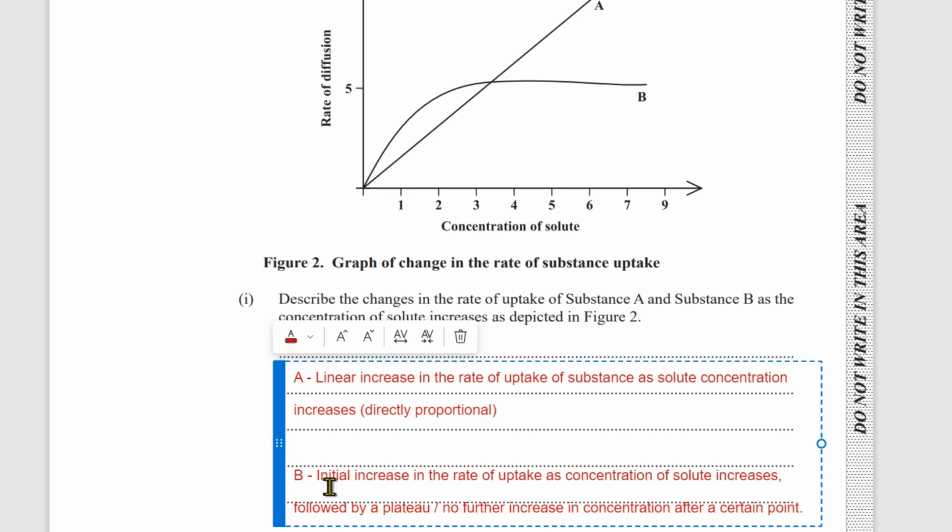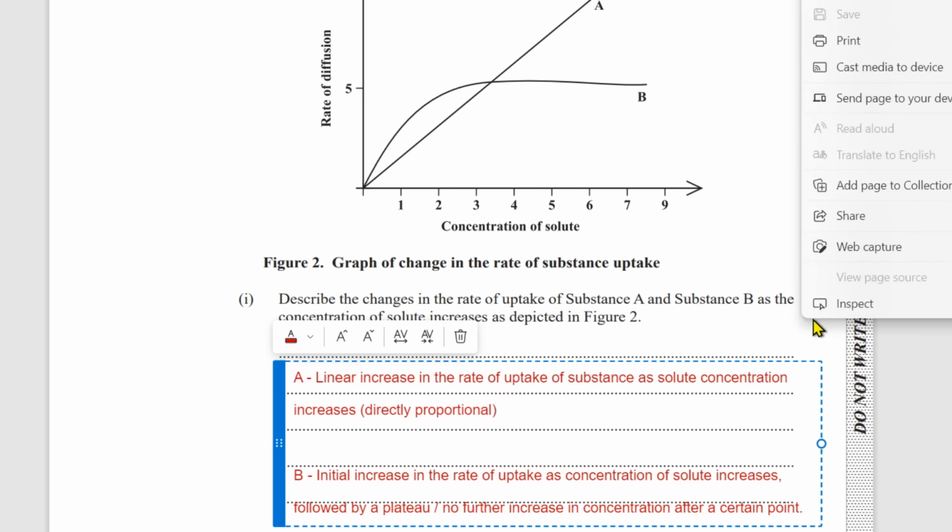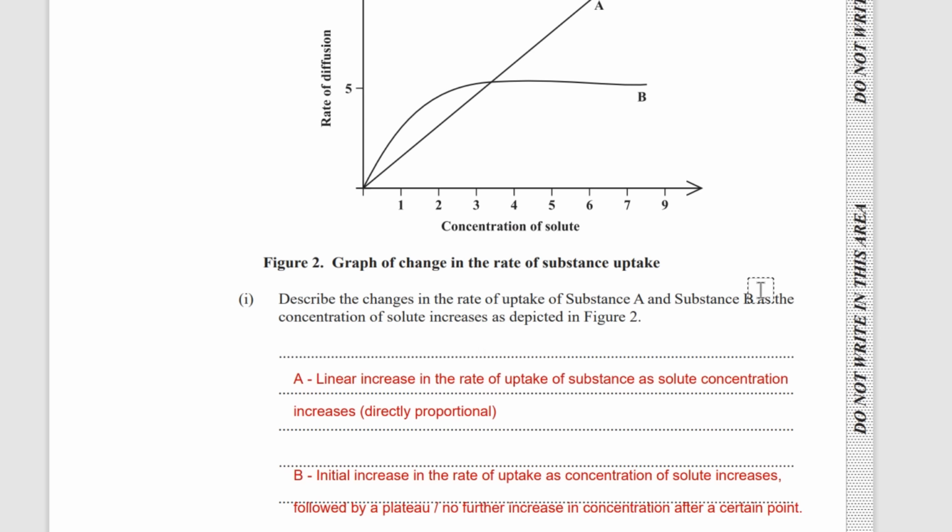Alright, so B. The initial increase in the rate of uptake as concentration of solute increases. So there's an initial increase in the rate of uptake as the solute is increasing here, right? And this is quickly followed by a plateau, or no further increase. It's just 2 marks, so you just need to put a basic description of what you're seeing there. The next question asks what type of diffusion each one is. In this case, A is simple diffusion and B is facilitated diffusion.